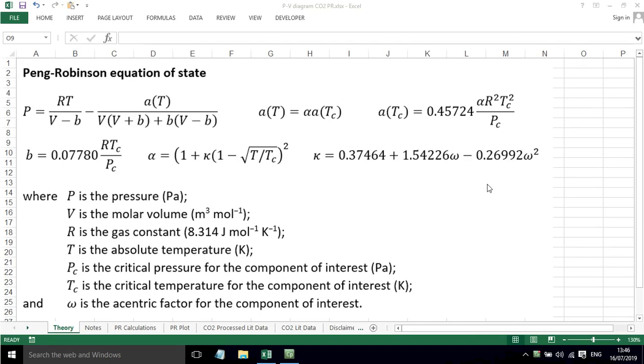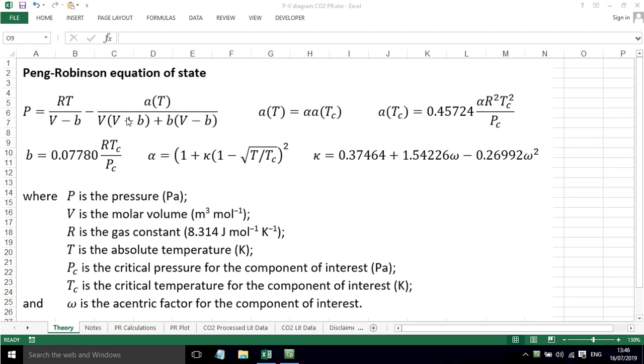In this screencast, I'm going to talk to you about the Peng-Robinson equation of state. So the equation is shown here: P equals RT divided by V minus b. This is the term that we see for Redlich-Kwong and for van der Waals. And then that's minus a(T) divided by V times (V plus b) plus b times (V minus b).